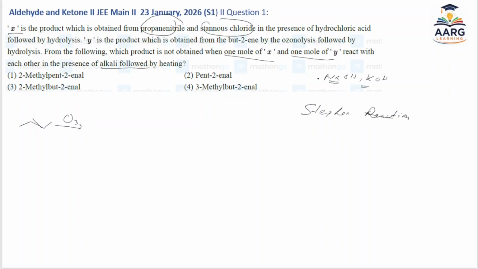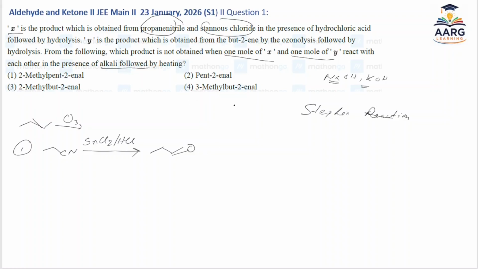So let's see first what the product can be. This is propionitrile, and we know that the Stephen reaction is the reaction in presence of stannous chloride and hydrochloric acid. It will give the corresponding aldehyde. It will give this aldehyde.